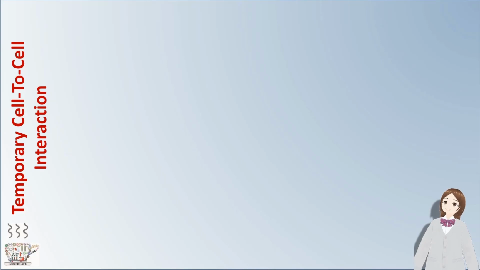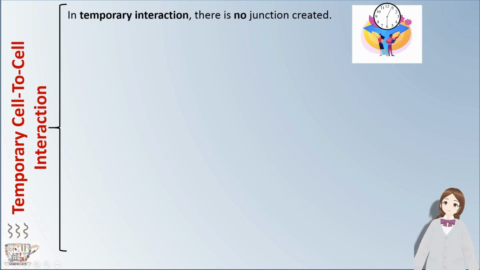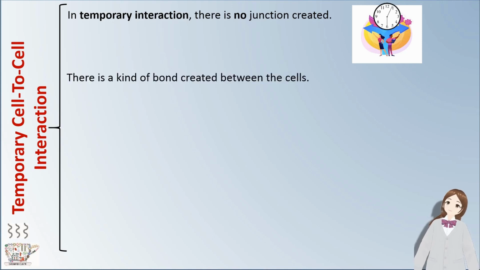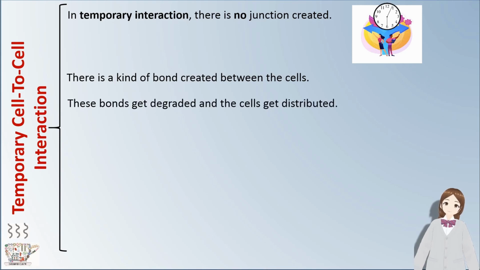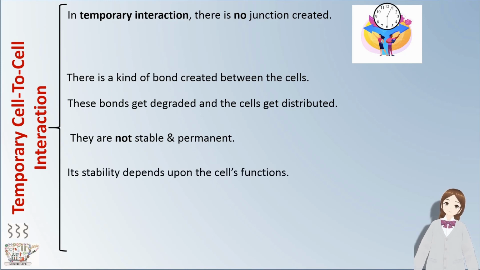Temporary cell-to-cell interaction. In temporary interaction, there is no junction created. There is a kind of bond created between the cells. These bonds get degraded and the cell gets disrupted. They are not stable and permanent. Its stability depends upon the cell's functions.